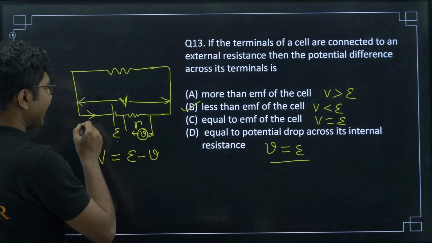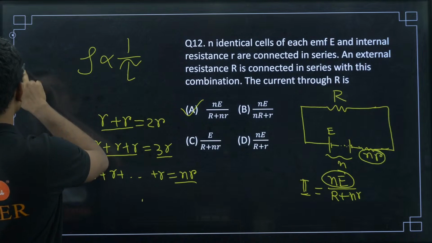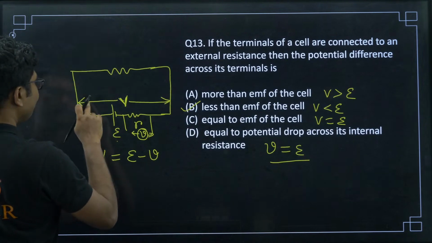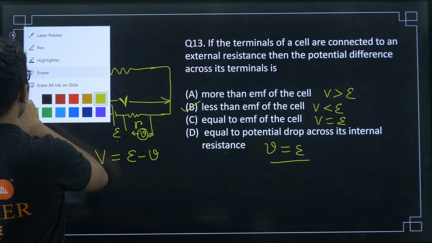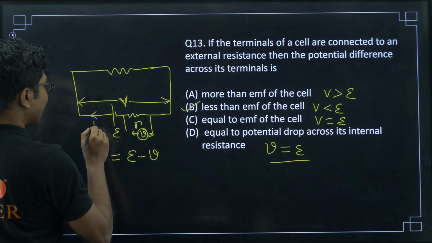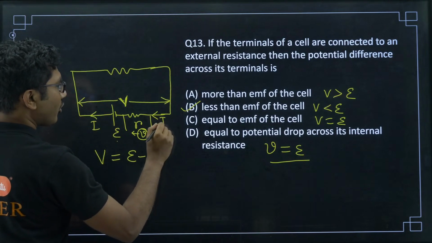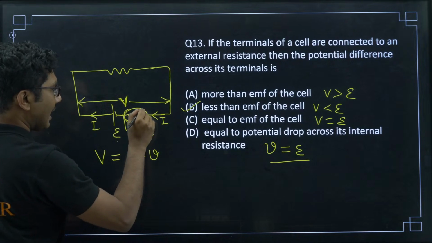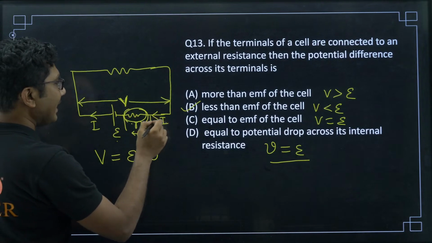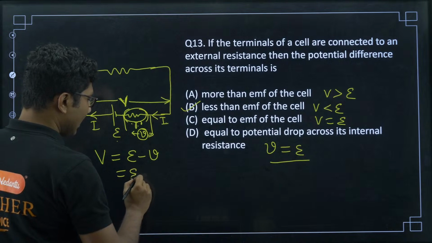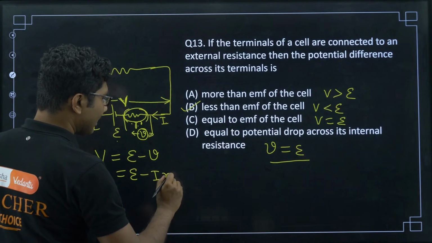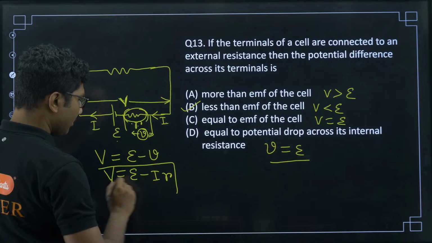Now if you know the current in the circuit, say I, then the voltage drop across this small r according to Ohm's law is I into r. So V is epsilon minus Ir. This is the formula that you have to remember.